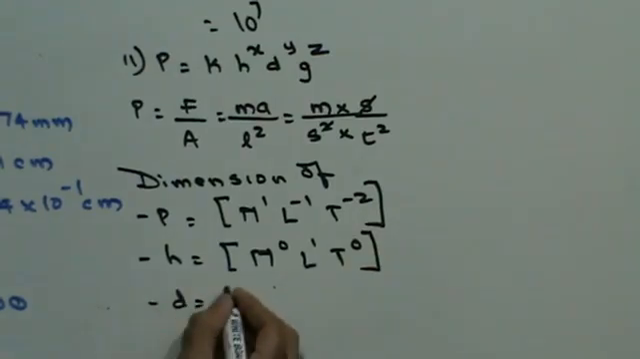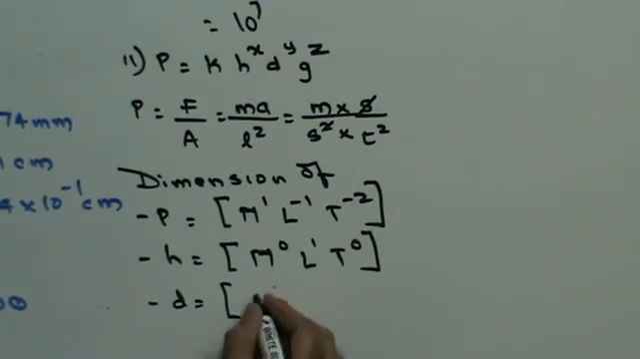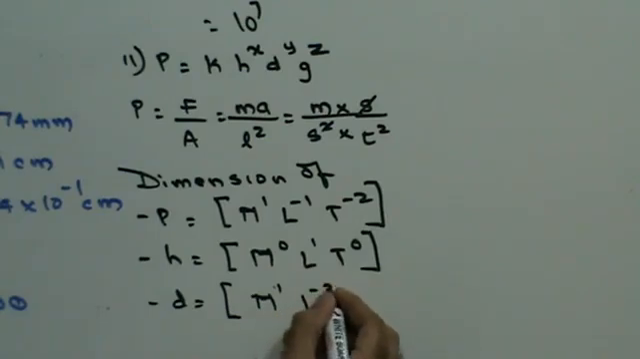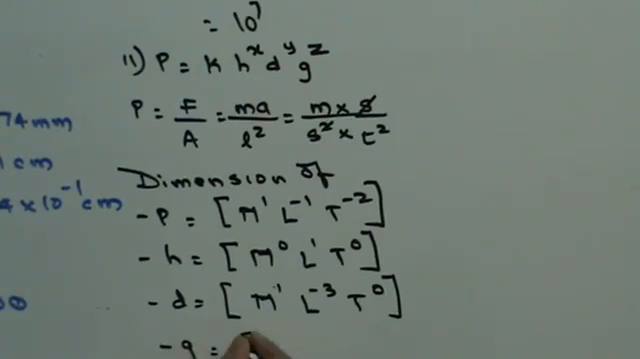Then you have density. Density is nothing but mass upon volume. Volume is nothing but length cube. So mass upon length cube, m1 L minus 3 T0. And the last is G, gravitational acceleration. Acceleration is nothing but displacement upon time square. So I have written all the dimensions.